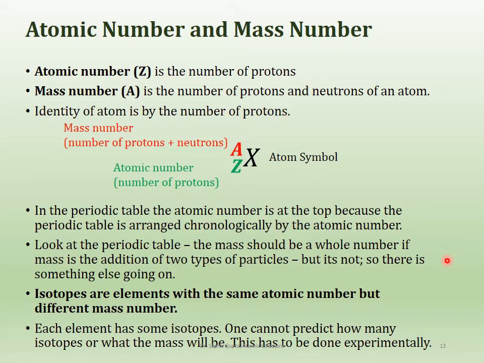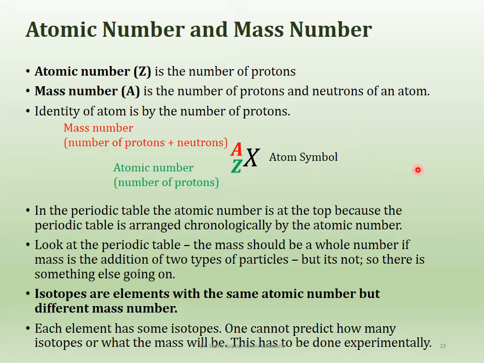Now if you remember, we were talking about Dalton's atomic theory, and in Dalton's atomic theory we mentioned that all the atoms in an element are alike. Well, they're still alike. So an iron atom is still an iron atom, but some of the iron atoms will have a different mass number, which means they'll have a different number of neutrons in them. So they're not all exactly alike.